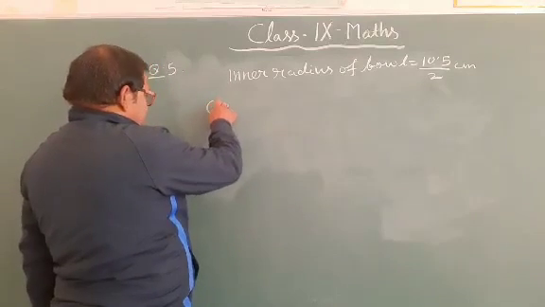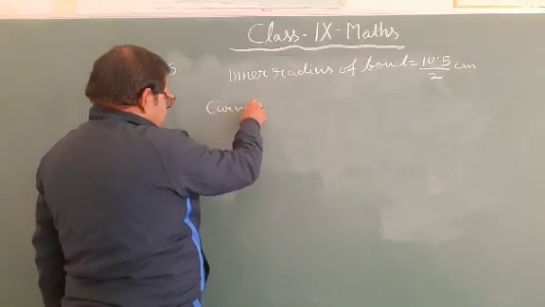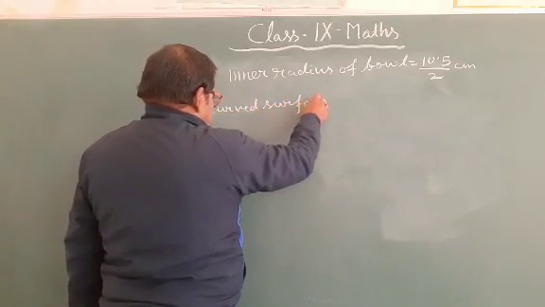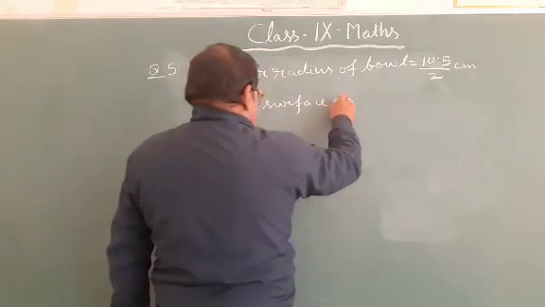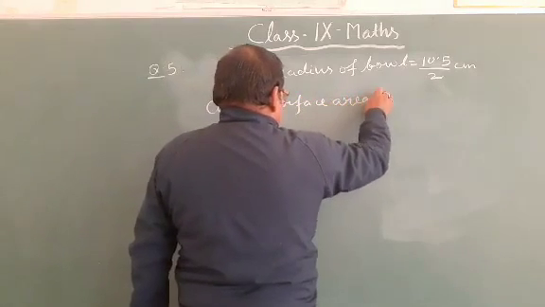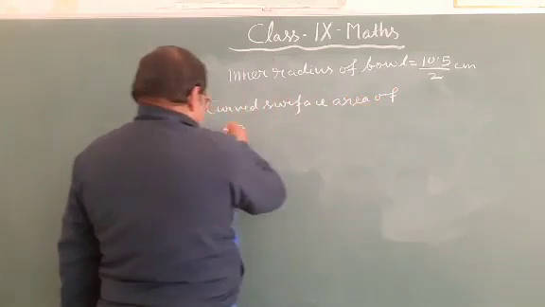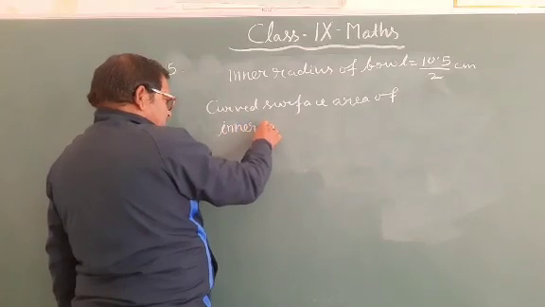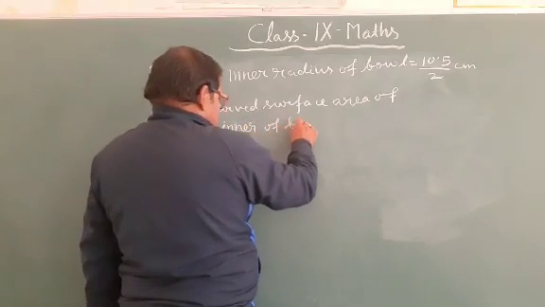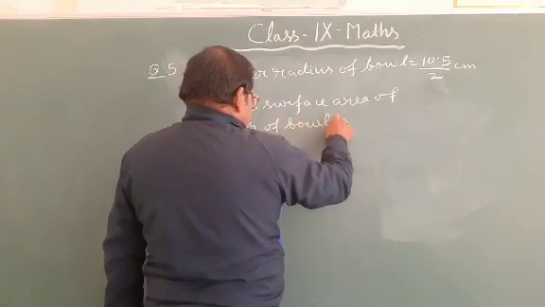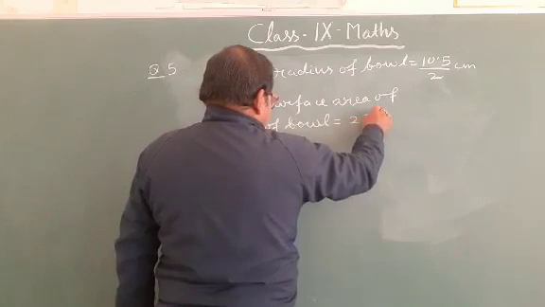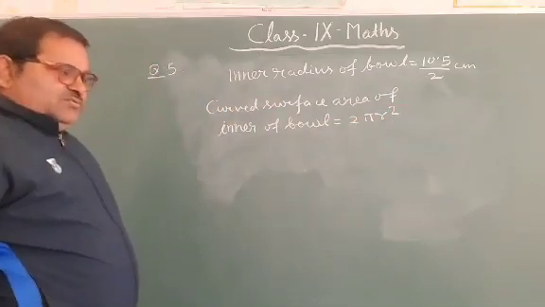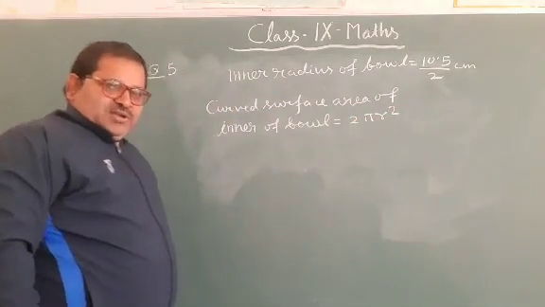Now find the curved surface area of the inner of the bowl, equal to 2 pi r square.